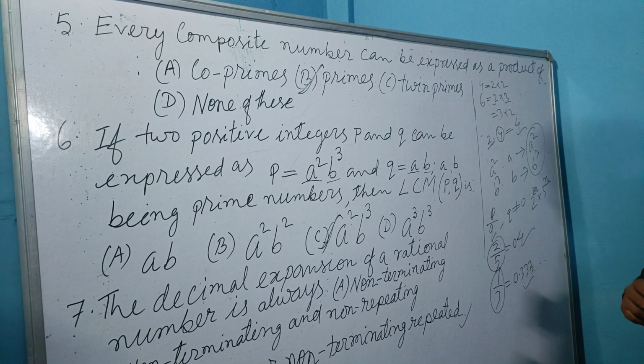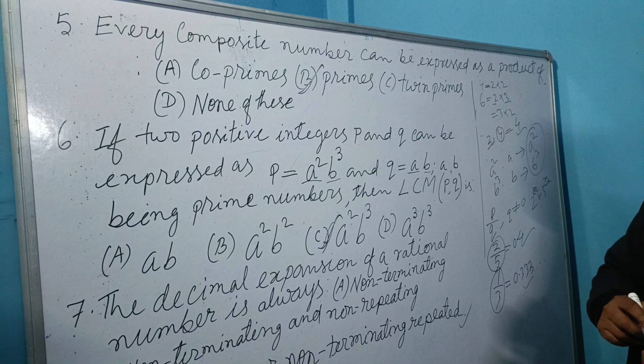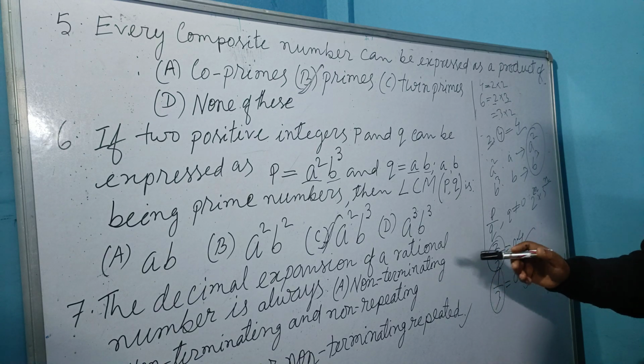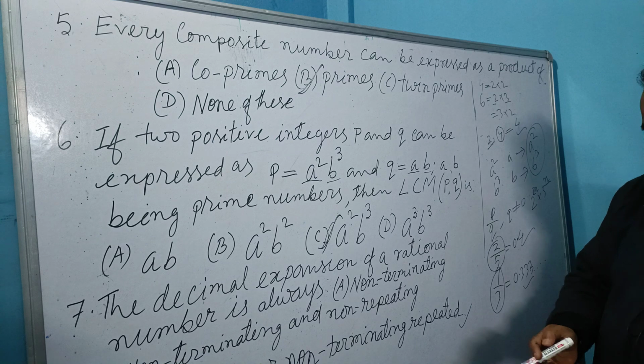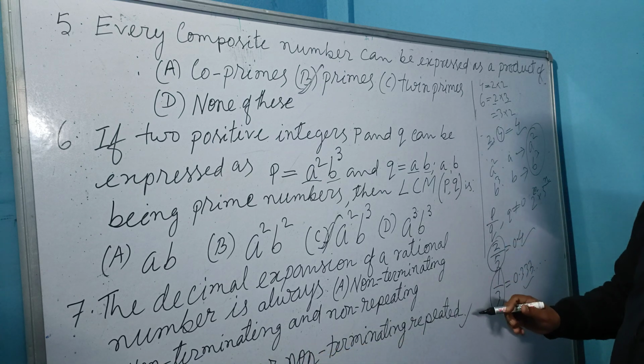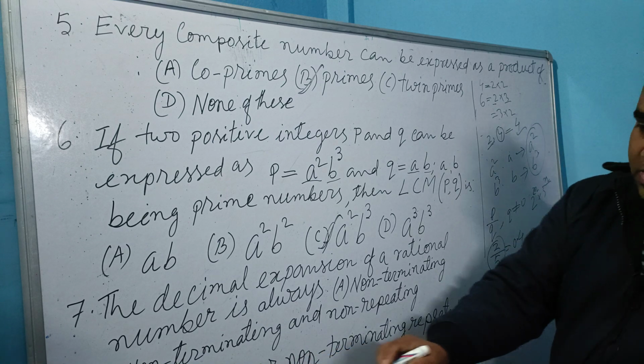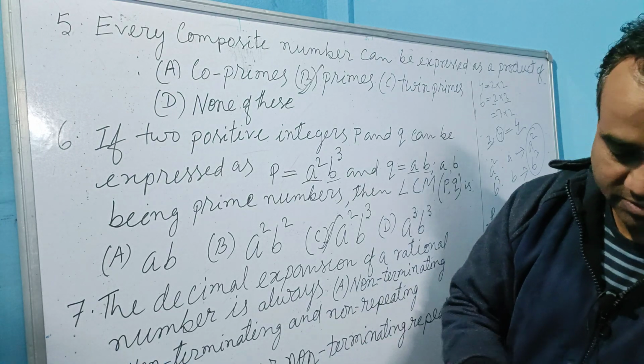So a rational number is always either a terminating decimal number or a non-terminating repeating decimal number. So as per this concept, the decimal expansion of a rational number will be terminating or non-terminating repeating decimal. So here option C will be your answer.